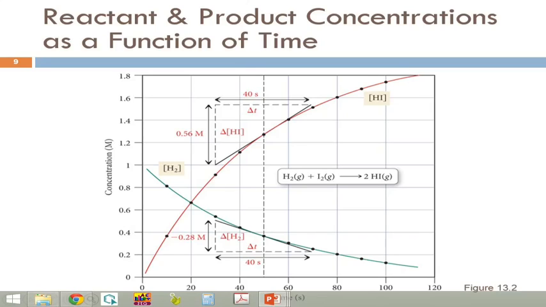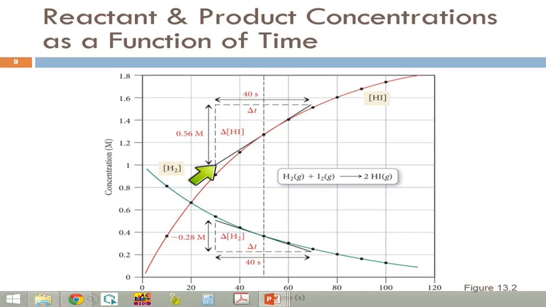So what we're doing to find a rate is we're looking at a particular point in time. So up here we're looking at 50 seconds. At 50 seconds, here we have a concentration of HI. Now this is a curve, isn't it? It's not a straight line. But we can approximate the change by using the tangent of that line. So the tangent of the curve is this black line here. And then we can take this black line and determine the slope of this curve just at that one point.